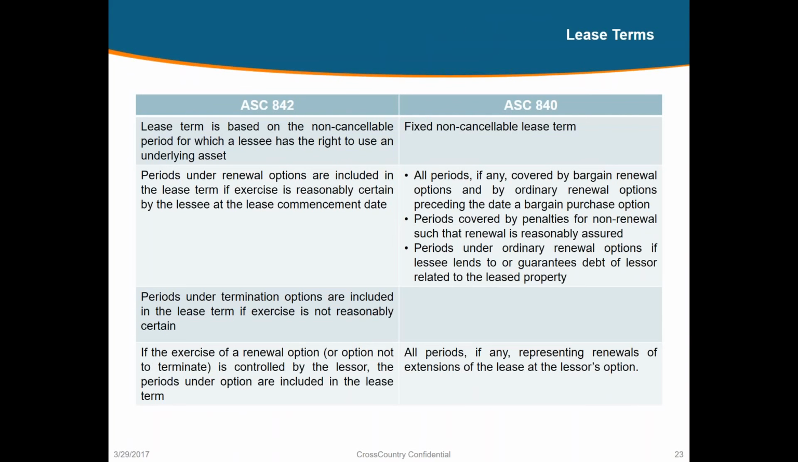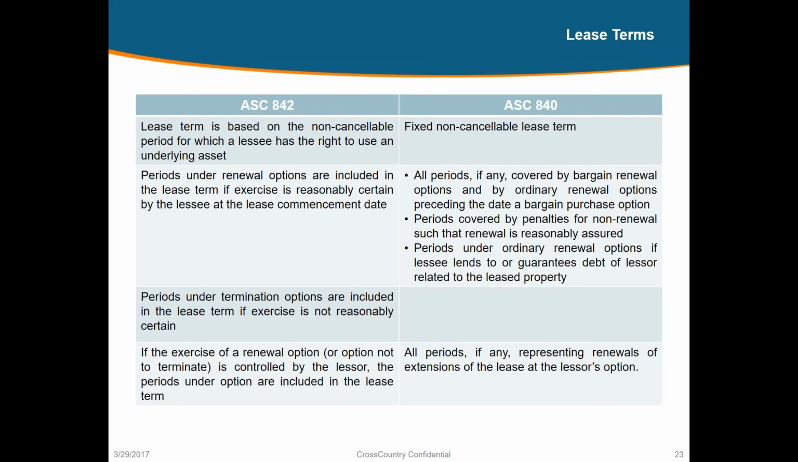The differences between Topic 840 and Topic 842 on lease term are small but subtle. All renewal options that are reasonably certain of exercise are included in Topic 842. Under Topic 840, specific types of renewal options are specified, all of which would indicate the option is reasonably likely to be exercised. However, Topic 840 does not cover every option scenario.